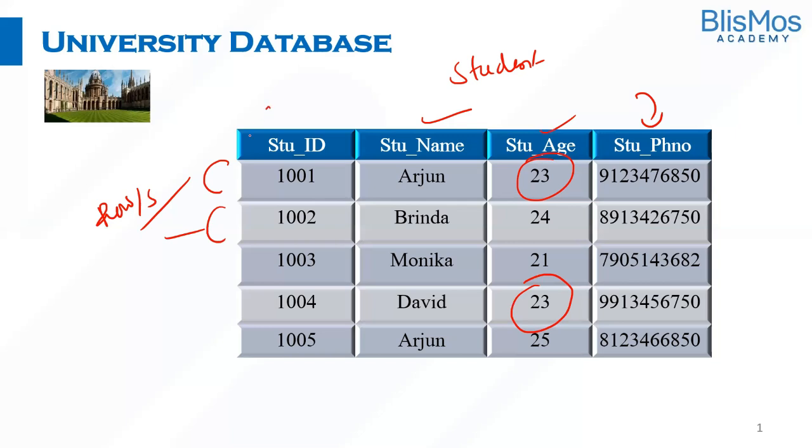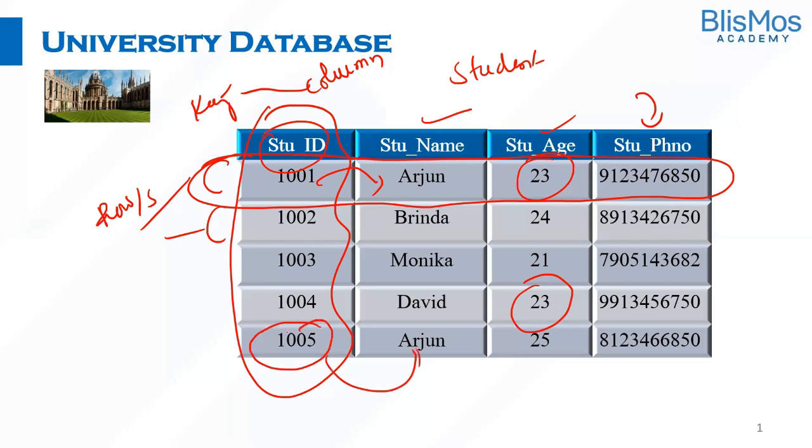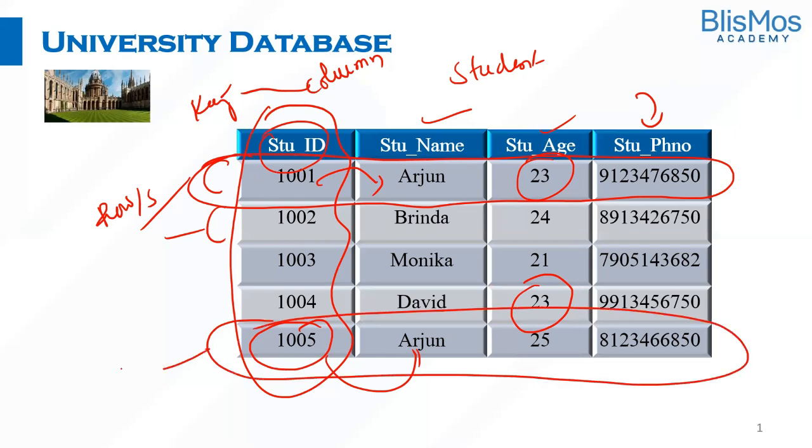Then we are left with student ID as one of the columns, which we can use as a key, right? If you look at this, student ID is unique. It can identify a record uniquely. 1001 is of this Arjun. If you want another Arjun, his ID is 1005. So by student ID, we'll be able to identify a record uniquely.